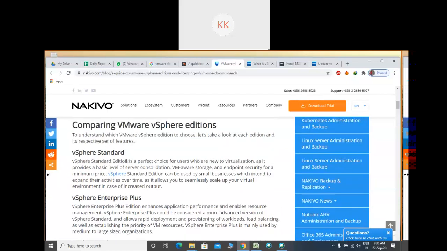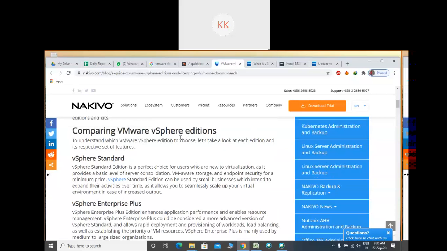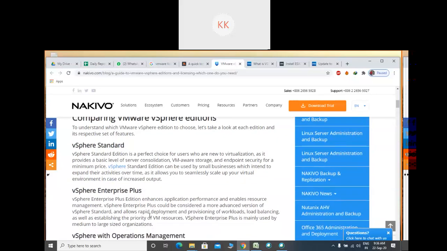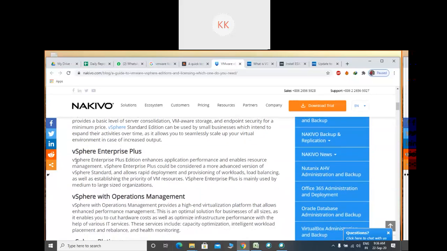So what you can conclude: the first edition of VMware is the vSphere Standard version, to run a small business. Whatever minimum facilities are required, this Standard Edition will provide us. Next one is vSphere Enterprise Plus. vSphere Enterprise Plus edition enhances application performance and enables resource management.